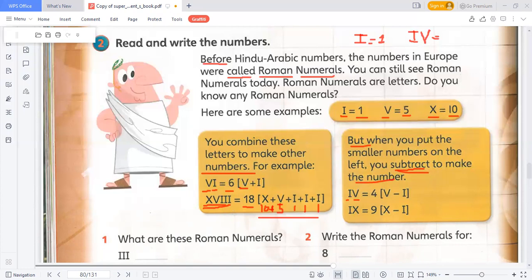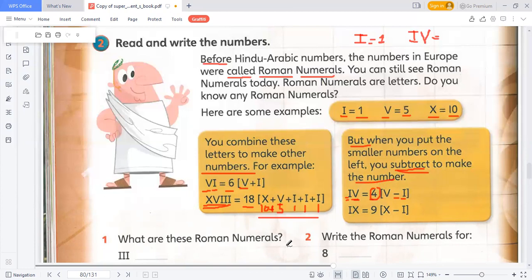Subtract. Okay, do you know this one? Subtract. So when you subtract, you have to deduct a number. That's why it's 4. We have to subtract the number because I is smaller than V, right? Yes. So 5 subtracted by 1 is 4.